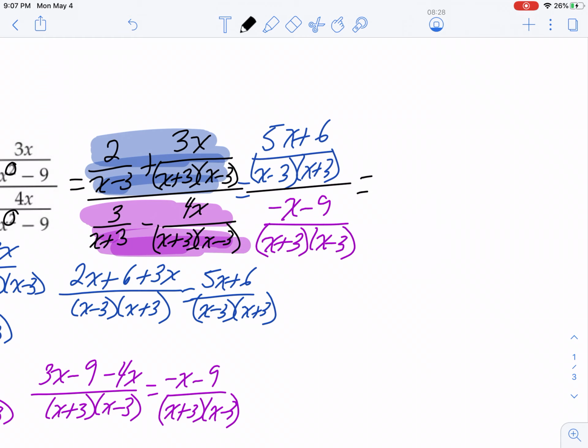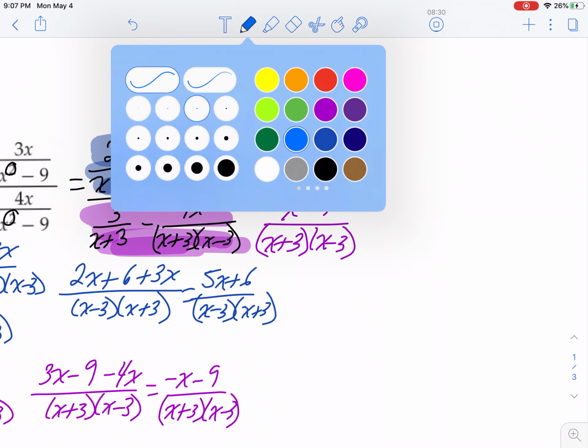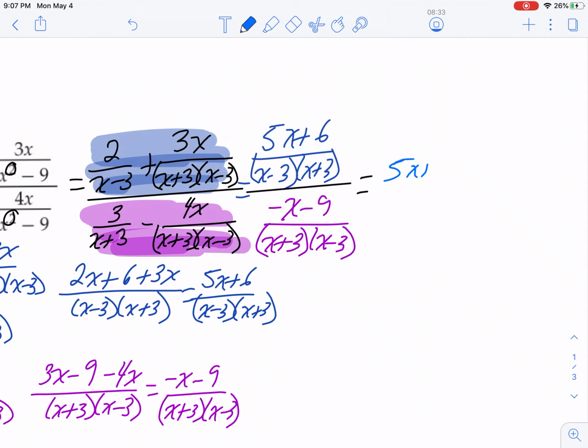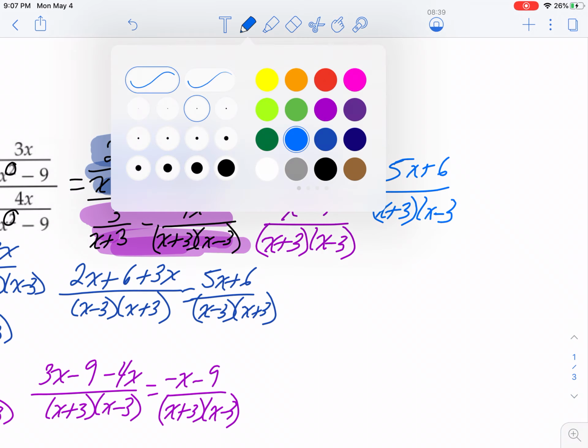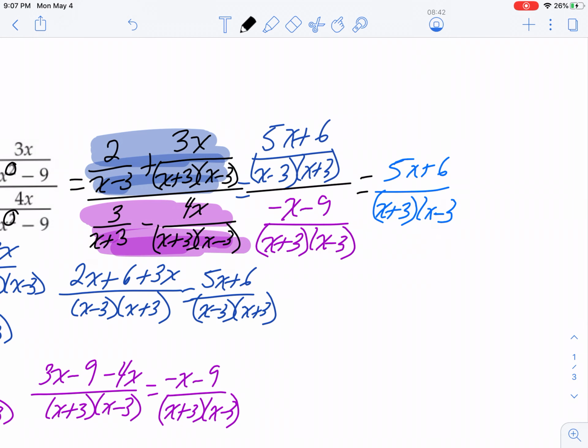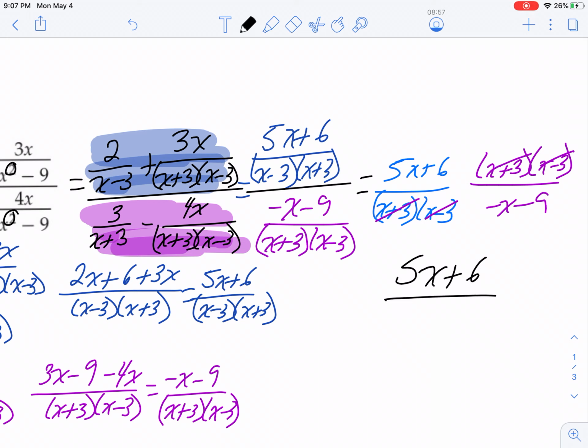Alright, at this point I keep my top the same, and that gets written first, so 5x plus 6 over x plus 3, x minus 3. My division changes to multiplication, and I flip my bottom. So x plus 3, x minus 3 goes up top. Negative x minus 9 goes down below. Cancel what you can, and I'm left with my final answer of 5x plus 6 over negative x minus 9.